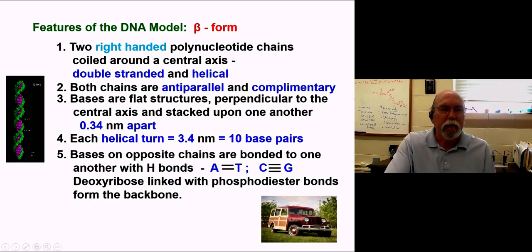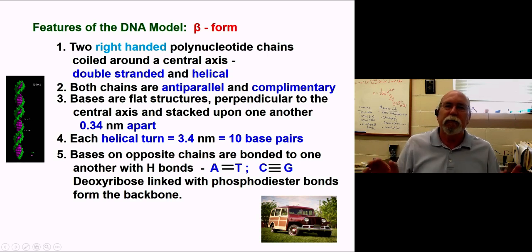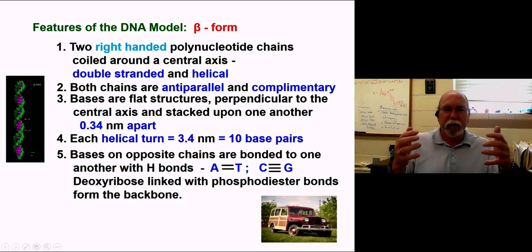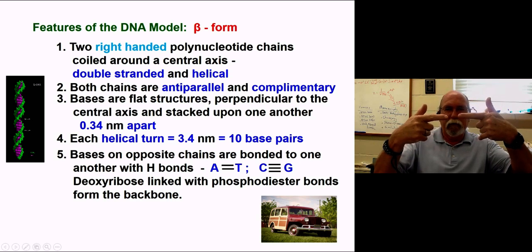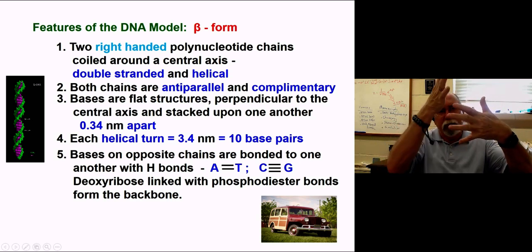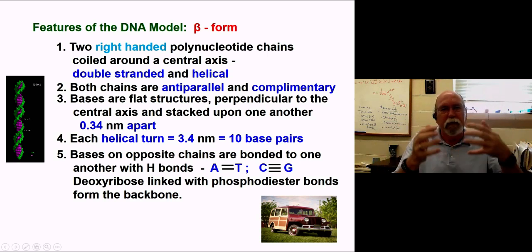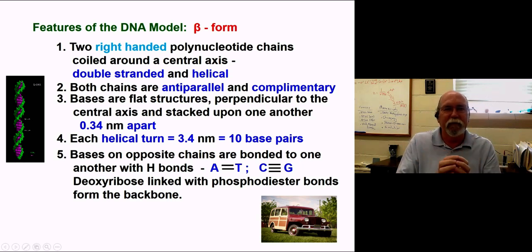Again, just the bases on the opposite strands are bonded to one another with hydrogen bonds, 2 for AT, 3 for GC, making the GC region slightly more stable. And the backbone is linked together by phosphodiester bonds. Now, this is going to be really important because what you have here is you have these bases hooked together by 2 bonds or 3 bonds, bases, bases, bases, bases. The center part of the DNA molecule is essentially Velcro, if you want to think of it that way.